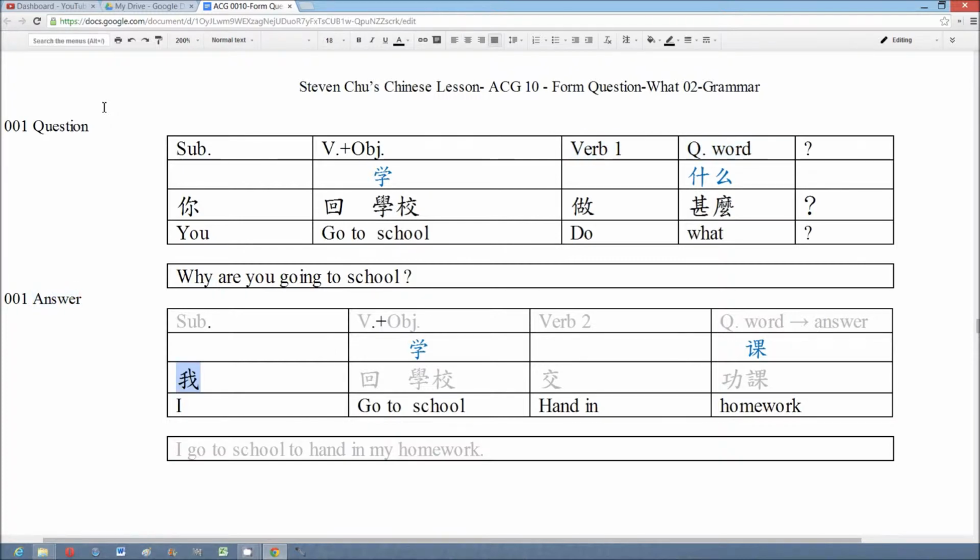And the answer is 我回學校交功課. I go to school to hand in my homework. The answer has the same sentence structure as the question. Subject, verb, object, and don't have to repeat the subject. Another verb, answer. The subject of the answer is different from the question, and we use the answer to replace the question word. And the key point of this example is that we use different verbs in the question and the answer.